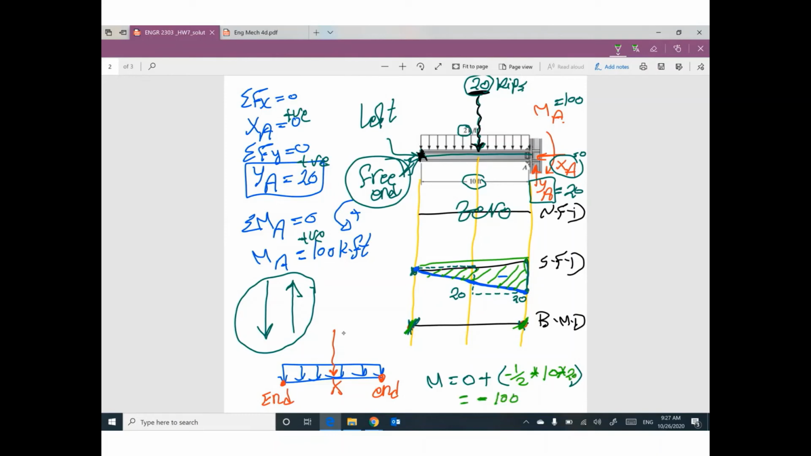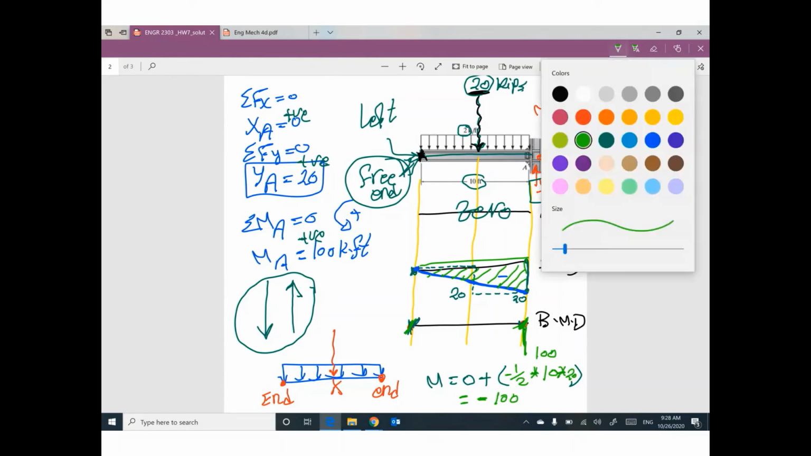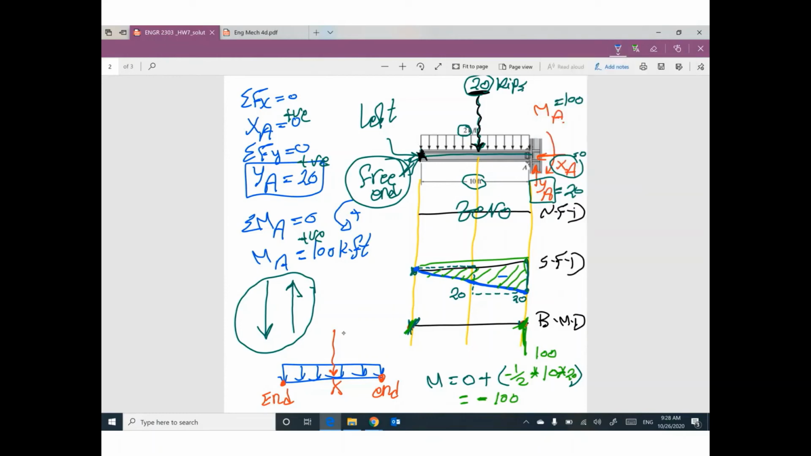Negative means down. 100. I have to connect between this value, which is negative 100, and this value, which is 0, by a parabola. Concave up. Your parabola will be like this.